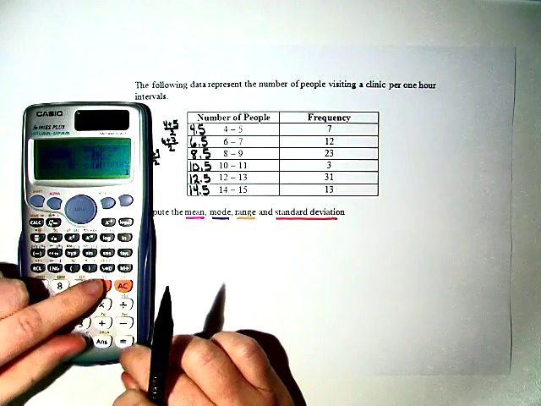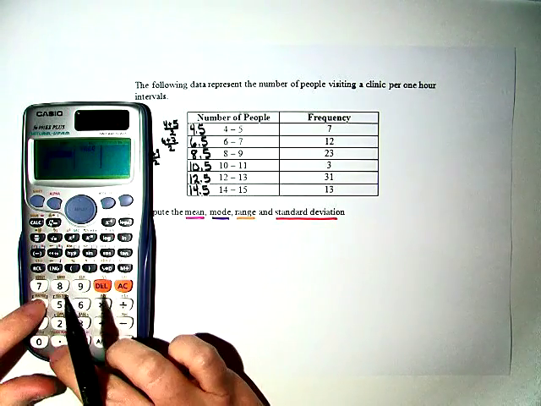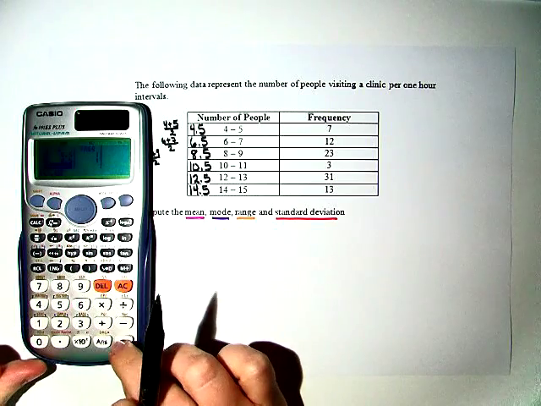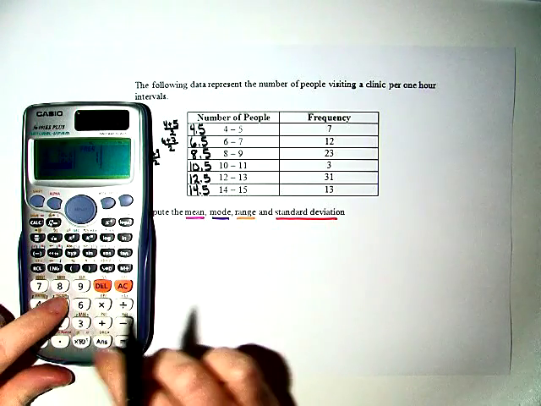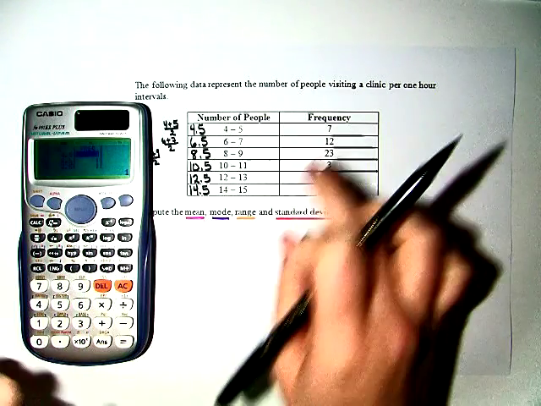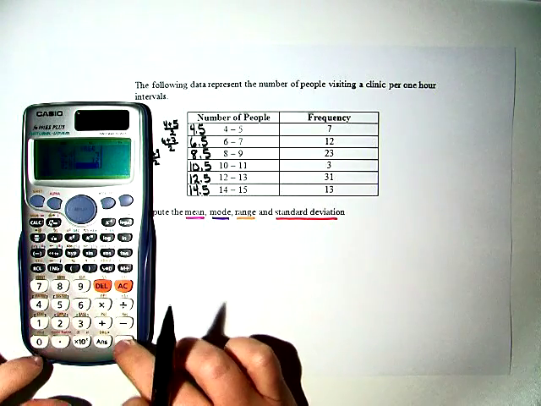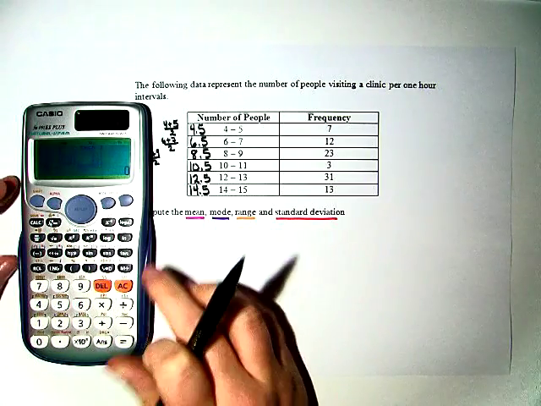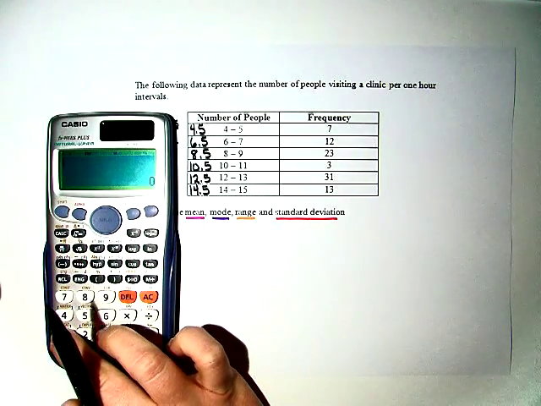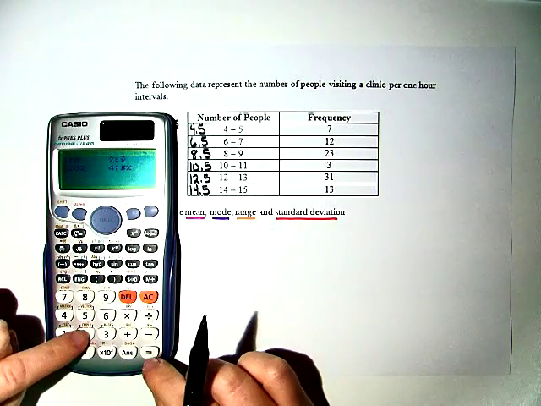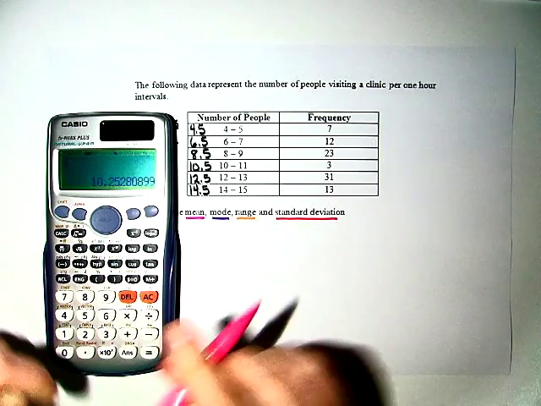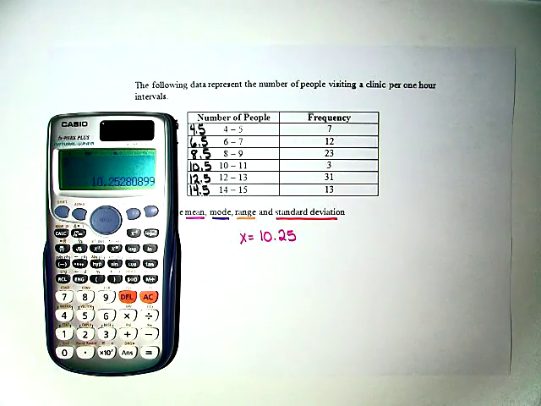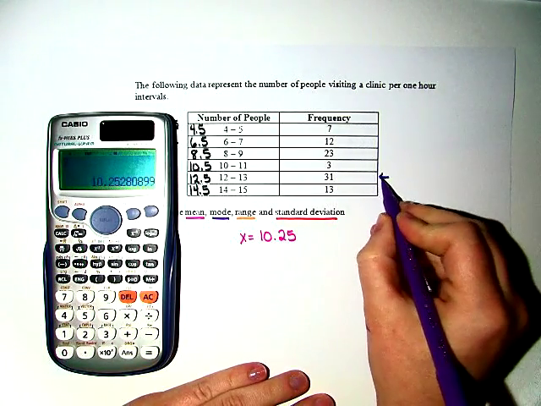So we're going to go ahead and put this into our calculator. Shift Stat, change the data. If there's anything in there, delete it out. 4.5, 6.5, 8.5, 10.5, 12.5, 14.5. And then we move over to frequency, and we have 7, 12, 23, 3, 31, and 13. So we go back to our main page, and we're going to do Shift, Stat, go into Variation, and choose the mean. So the mean is 10.25. Great.